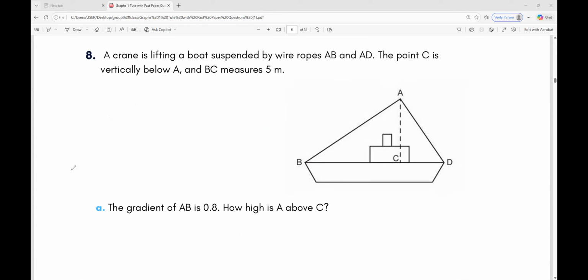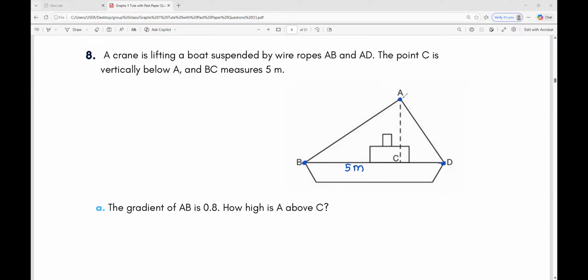A crane is lifting a boat suspended by wire ropes AB and AD. The point C is vertically below A and BC measures 5 meters. B to C length is given 5 meters. AB and AD are ropes. But see the path? Both ropes are in straight line way. So there's no any curves. They are tightened well. No? So these A, B, D are like points on the straight line.